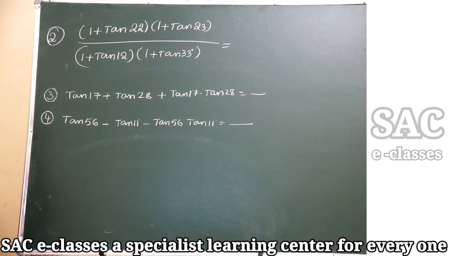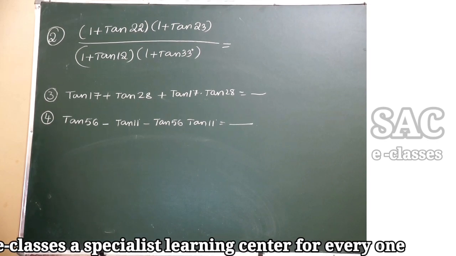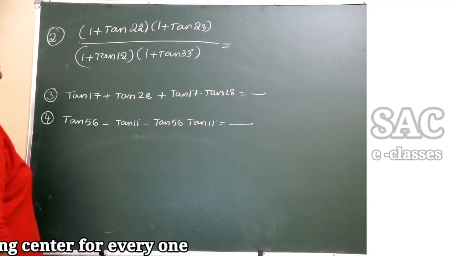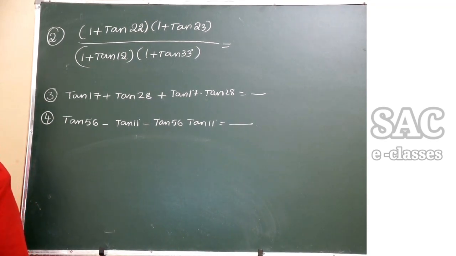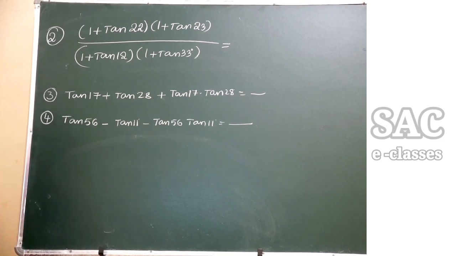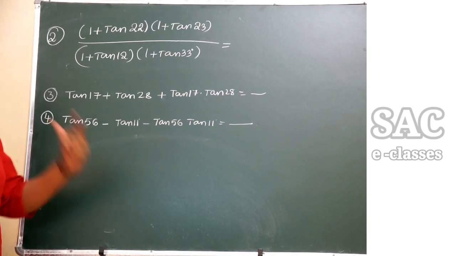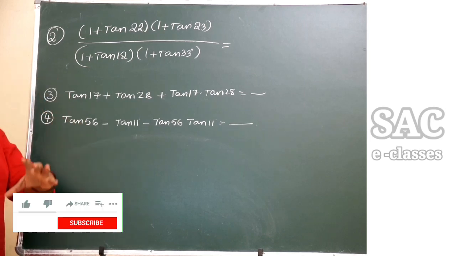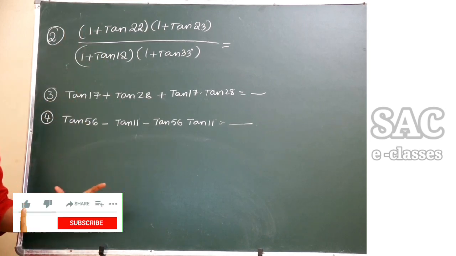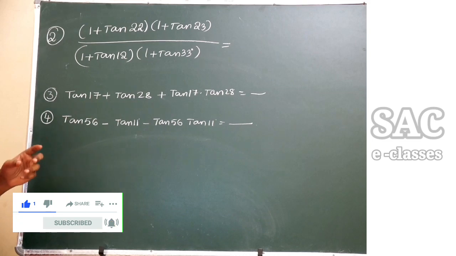Now look at these problems. The second problem is 1 plus tan 22 degrees into 1 plus tan 23 degrees, divided by 1 plus tan 12 degrees into 1 plus tan 33 degrees. Clearly the answer is 1. In what way? Our topic is that without using pen and paper we can solve this kind of problem. Those only we are working on now.